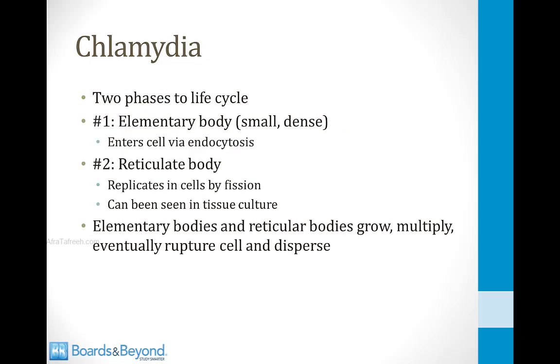Chlamydia has two phases to the life cycle. The first phase is called an elementary body. These are small, dense structures that enter cells by endocytosis. The second phase is called a reticulate body. This is what replicates inside other cells by fission, and this is what you can see in tissue culture when you look at chlamydia under the microscope. Elementary bodies and reticulate bodies grow and multiply, and then they eventually rupture inside cells in the human body and disperse, and this is how the bacteria makes you sick.